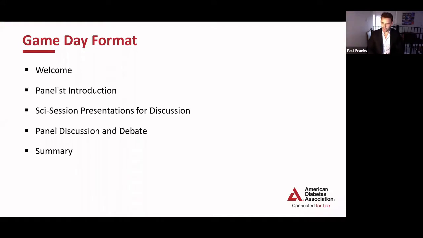We'll begin with a welcome from the panelists, each of whom will be introduced. Then we'll start the discussion around each of the different Sci sessions presentations. After each introduction to the lectures that were recorded at Sci sessions, we'll embark on the panel discussion with a little bit of debate, and we'll wrap up with a summary at the end.